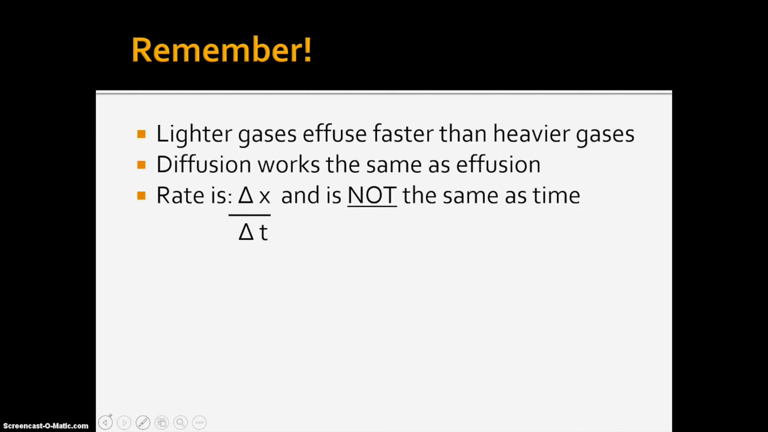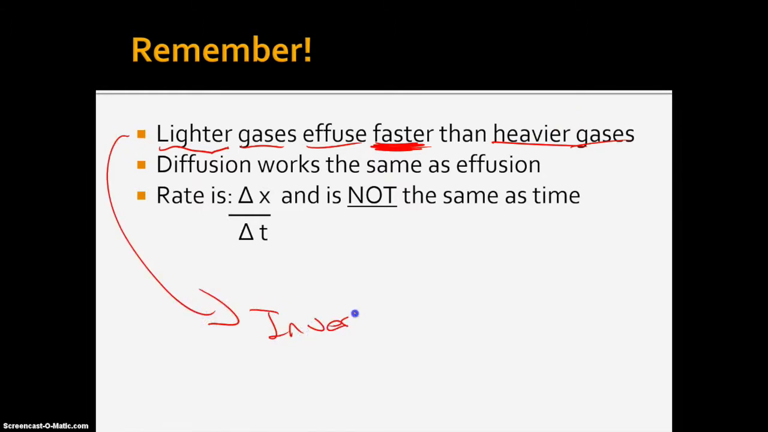Some things to keep in mind when you work these problems: again, remember that lighter gases effuse faster than heavier gases. And this is the inverse relationship. I'm just going to reiterate this because this is pretty important. And something that will help you visualize it is that diffusion works the same as effusion. So just keep that in mind. And then lastly, this is most likely the most important.